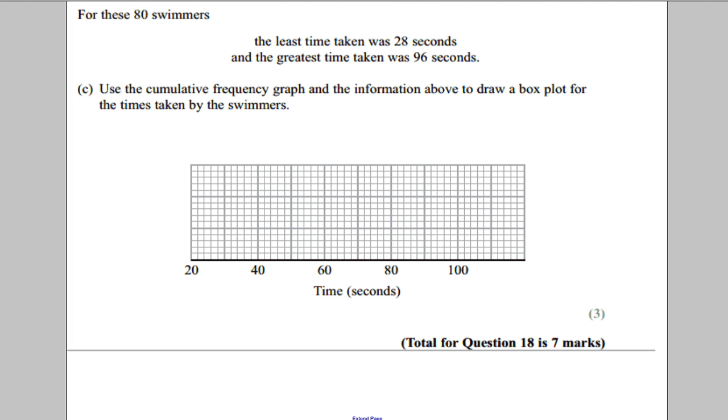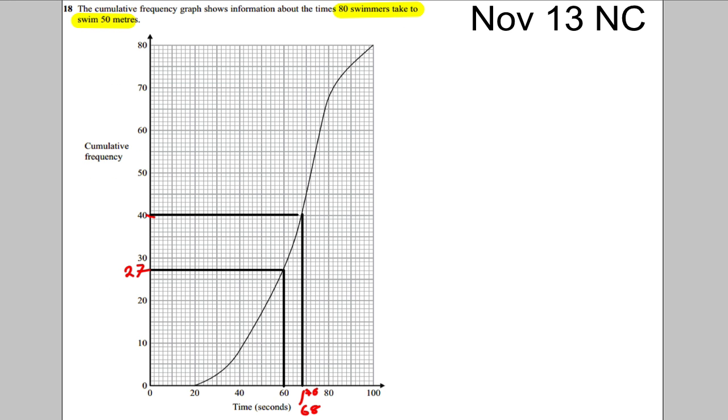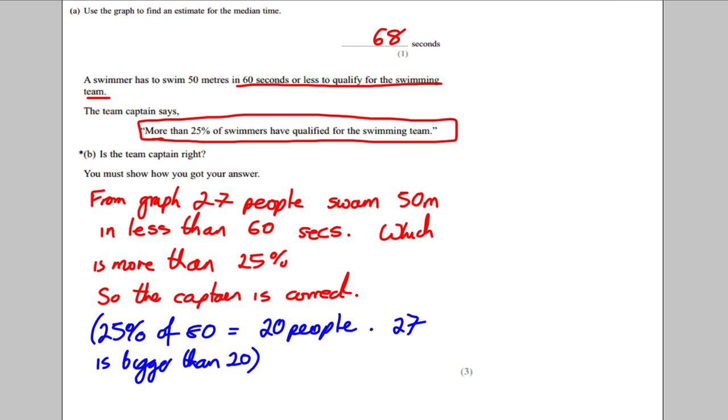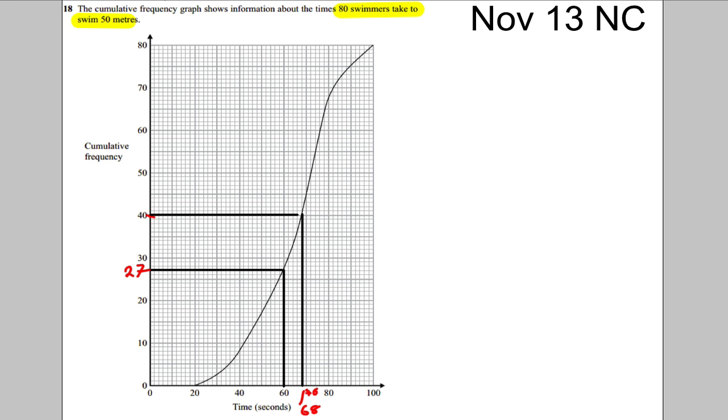Okay, and the last element of this, it says for these 80 swimmers, the least time was 28, the biggest was 96, draw the box plot. So we've got the smallest, which was 28, we've got the biggest, which was 96, we've got an estimate for the median, because we did it in part A, and we said it was 68, but we need the lower quartile and we need the upper quartile. So we're going to get these from the graph, go back to the graph.